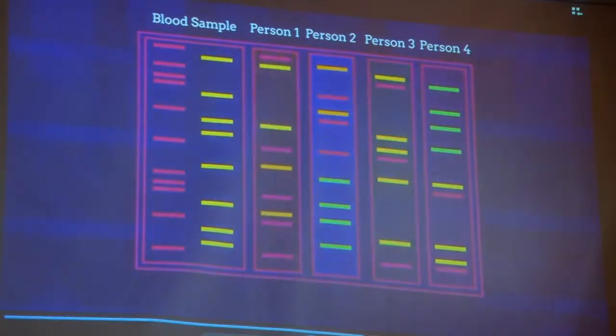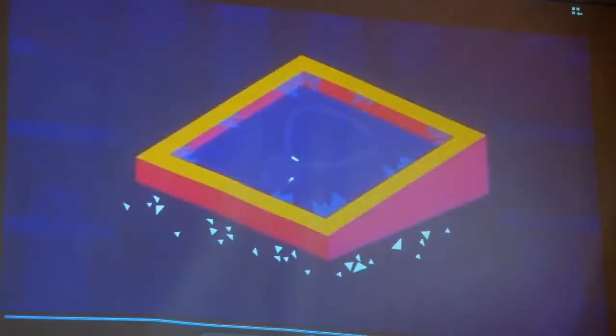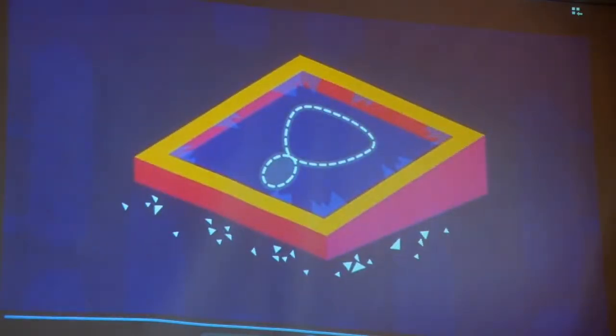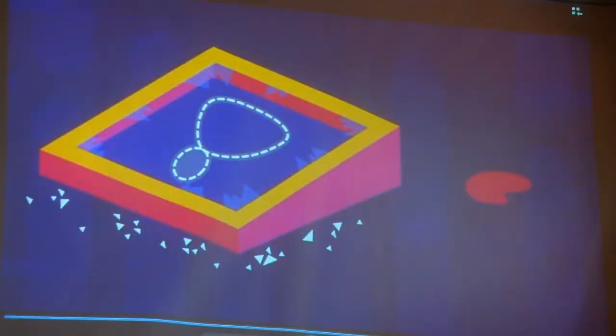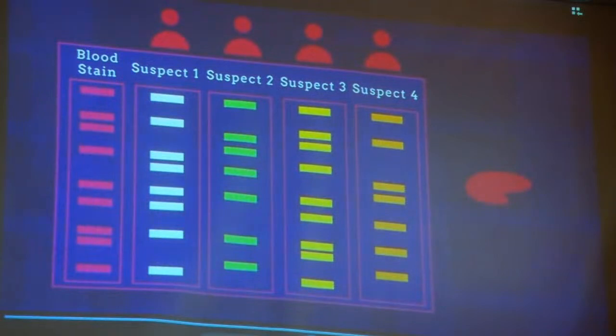So let's have a go at using DNA profiles to solve some mysteries. An item was stolen in a burglary. A drop of blood was left behind by the thief. Samples of DNA were taken from four suspects and compared to the sample left at the crime scene. Which suspect is guilty? Here's a clue. Look for the one that is most similar to the one from the crime scene. Pause the video while you decide.